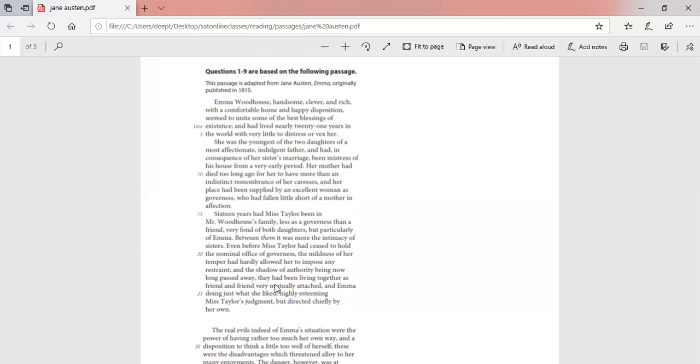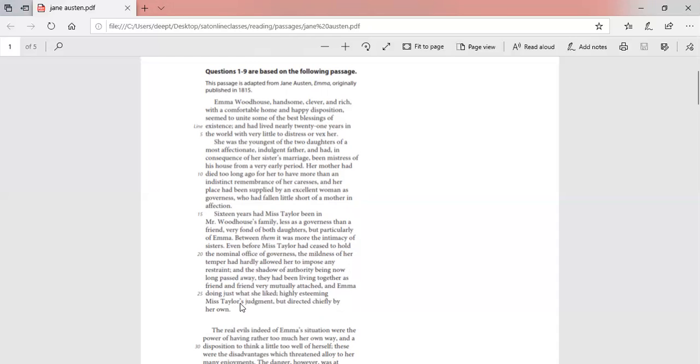Now, next. 16 years, Miss Taylor governess. So we know that governess name is Taylor. Then between them, intimacy sisters. So she's like a sister to Emma. Taylor hold nominal office of governess. Then certain lines, we can just see the words and say that, okay, nothing too important. Authority now long passed away, living together as friend, mutual attachment. So all the positive things between Emma and Miss Taylor.